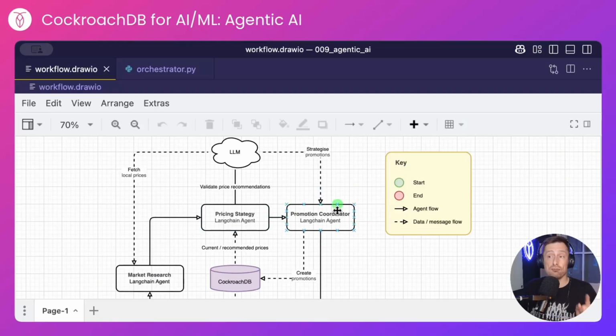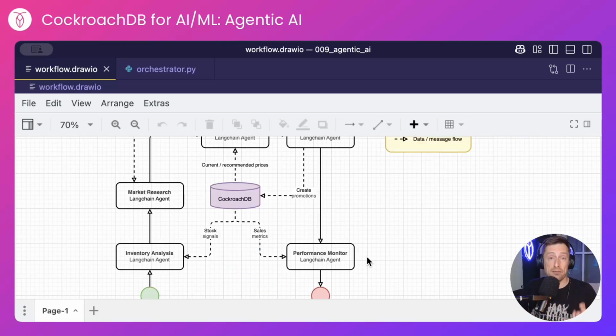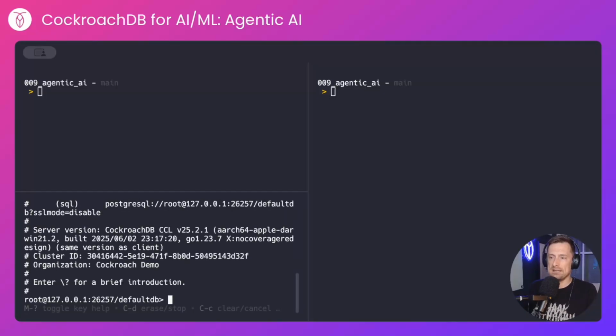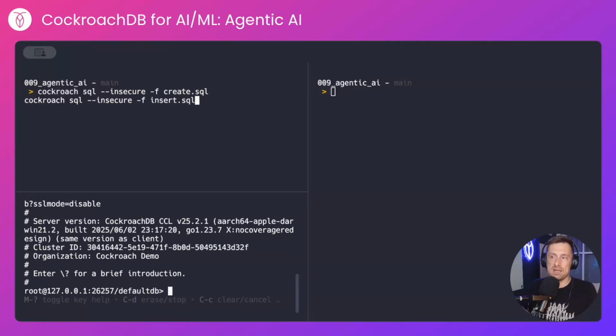This coordinator will write data to CockroachDB if it finds the opportunity to create a promotion. For example, our coffees are priced too high and we might want to introduce a discount to customers. And our last agent will perform performance monitoring, and this determines the success of our pricing strategy. And then we finish.